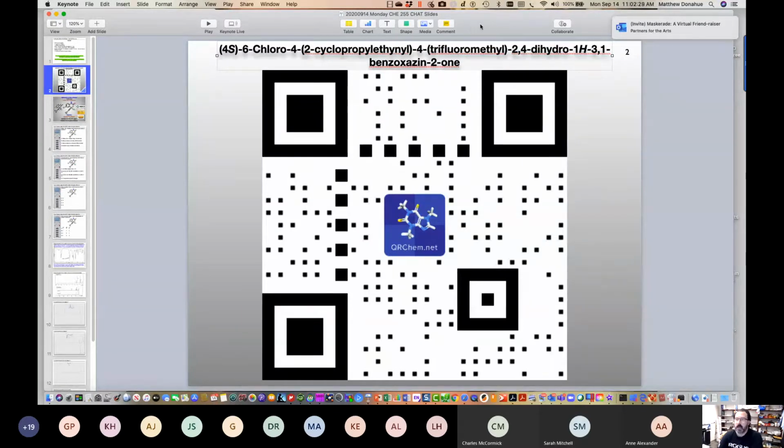So again, that's a pretty long name, but we'll see how you convert names into actual structures as this semester moves on, and it's actually not that intimidating. The end of the name is basically the parent. It tells you what the main functional group is, and everything in front of that are substituents on the parent structure. So hopefully you've scanned that. I'll bring the structure up on the next slide, and we'll examine some features of it, talk a little bit about it, and then we'll have four questions pertaining to it.